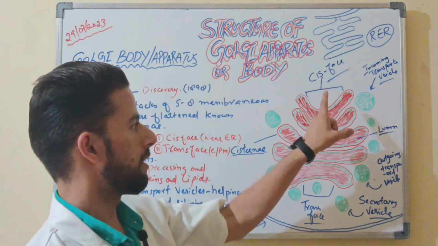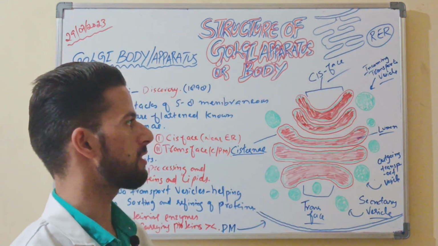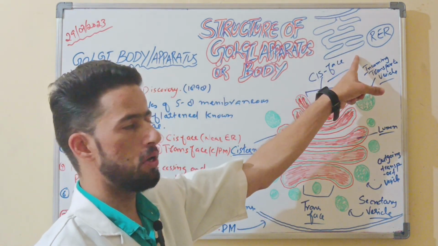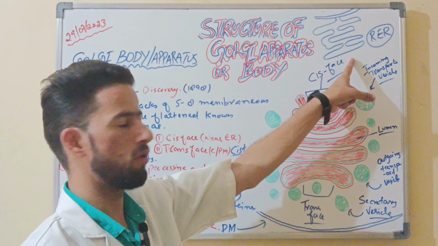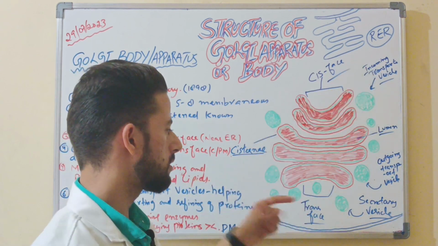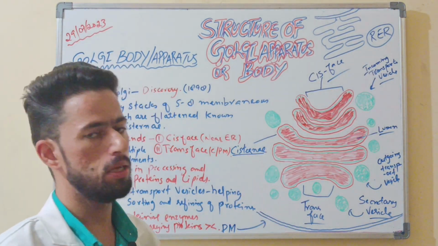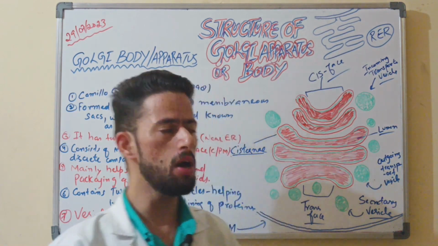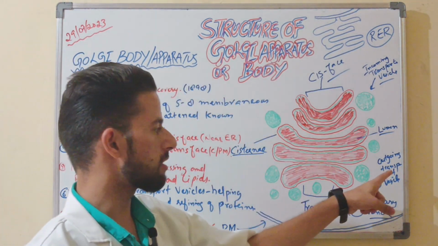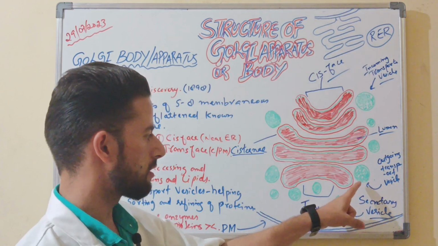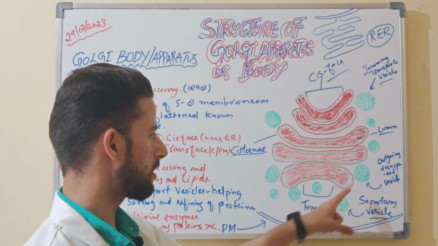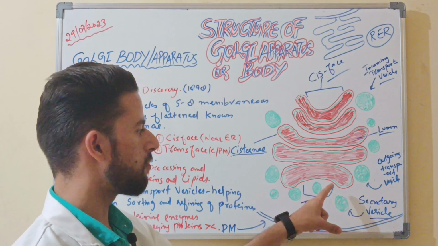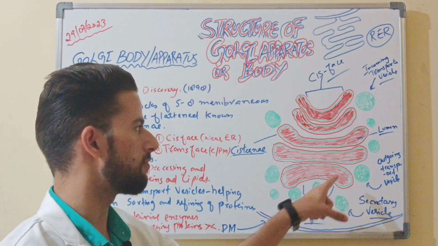The uppermost one is known as the cis face. This cis face is mainly near the rough endoplasmic reticulum. And this trans face is mainly near the cell, or we can say the plasma membrane. You can see here these secretory vesicles. They are mainly formed by the trans face of the Golgi apparatus.